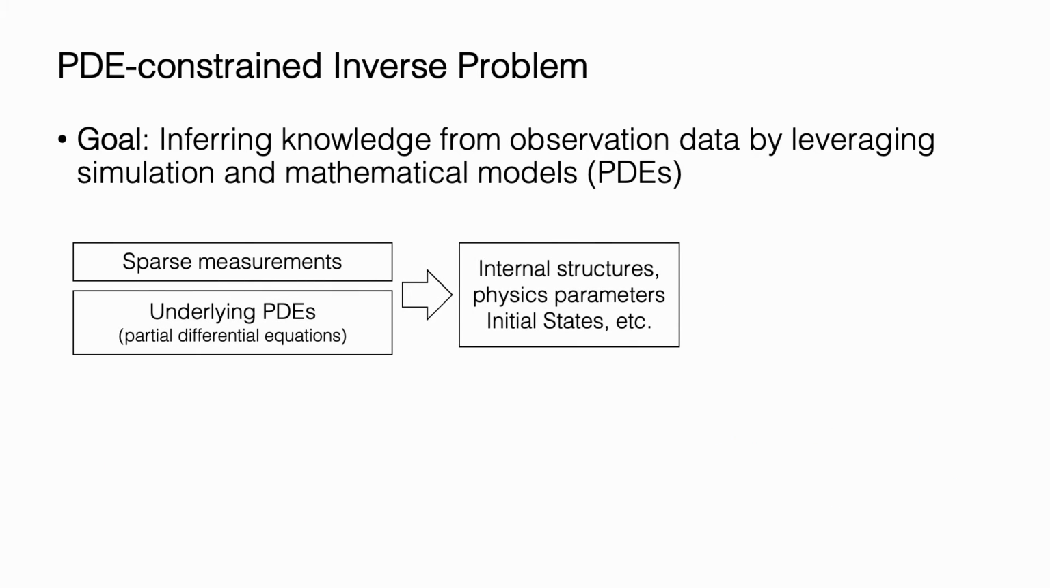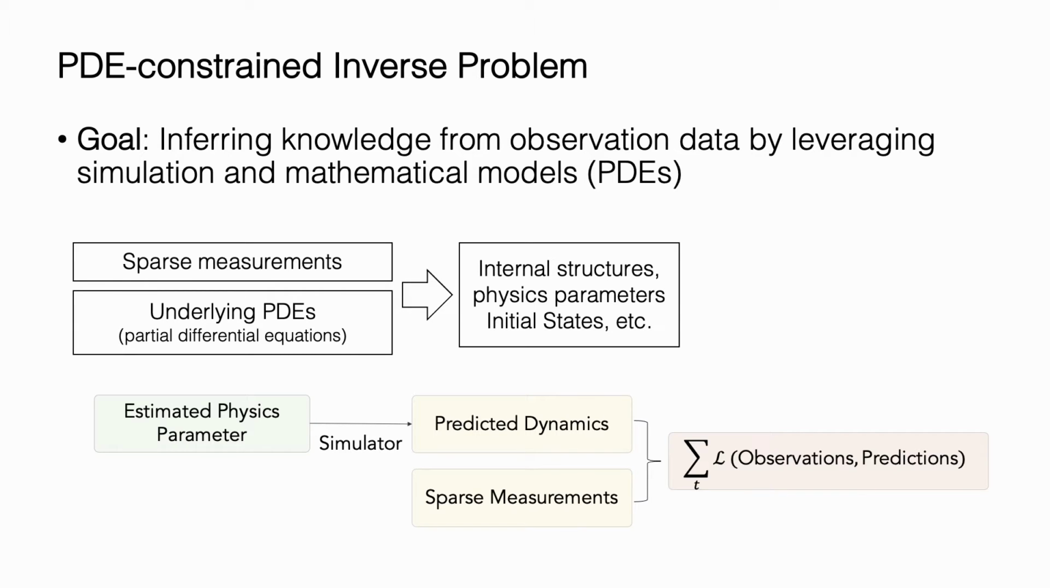In general, we solve those problems via optimization. Given current estimated parameters, a simulator is used to generate predicted dynamics. It is then compared with the sparse measurements, and the goal is to minimize the difference between the two. To solve this optimization problem efficiently, we need a fast solver. Over the course of optimization, we need to do full forward simulation many times, and this can be very time-consuming.